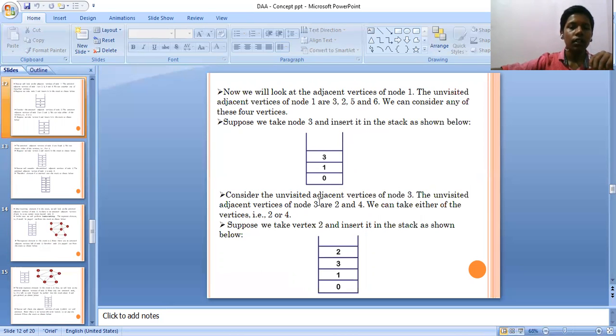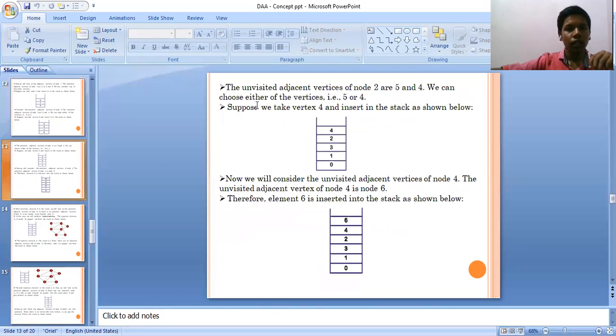Consider the unvisited adjacent vertices of node 3. The unvisited adjacent vertices of node 3 are 2 and 4. We can take either of the vertices, that is 2 or 4. Suppose we take vertex 2 and insert it in the stack as shown below. The unvisited adjacent vertices of node 2 are 5 and 4. We can choose either of the vertices, that is 5 or 4. Suppose we take vertex 4 and insert it in the stack as shown below.